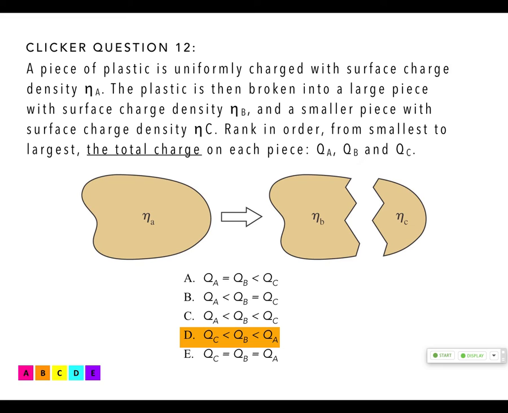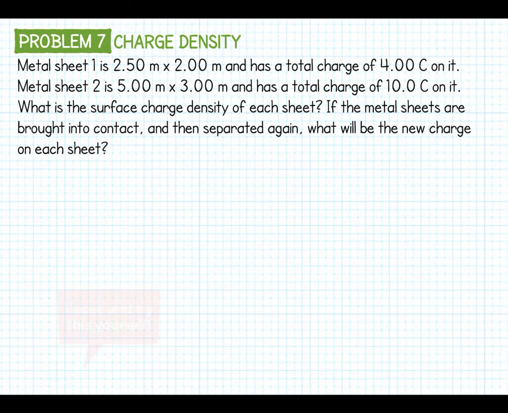Remember, these things all have uniform density. So the biggest one should have the most charge, and the smallest one should have the least charge. And it's based on the size of the objects. We're talking about charge, not density. Density is the same no matter what. Charge changes based on the size of the object. All right. So we're going to try a problem.